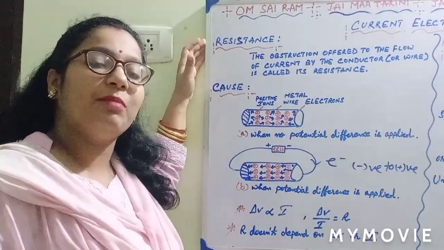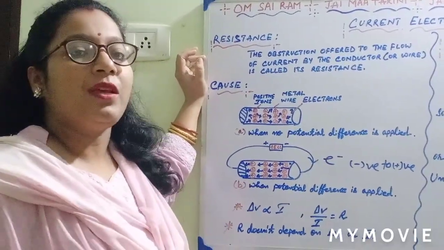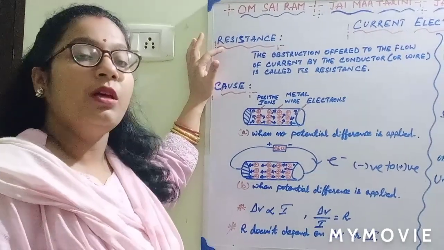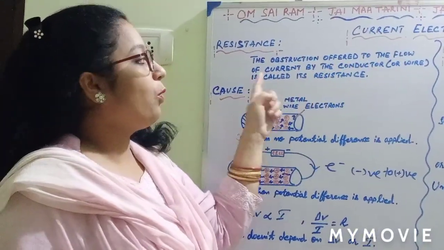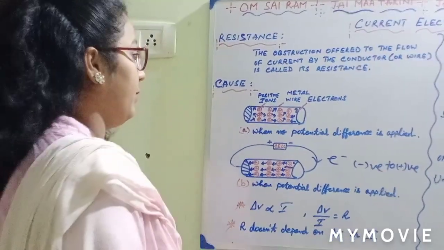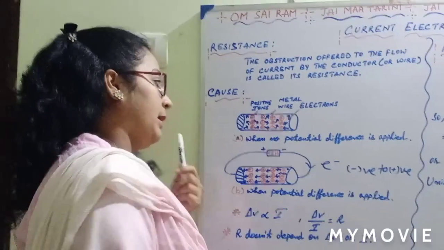Resistance, as the name suggests, is the obstruction offered to something. Here, in Ohm's law, we are talking about resistance as the obstruction offered to the flow of current by the conductor. Now we'll take a conductor and study the cause of resistance, why this resistance is occurring.